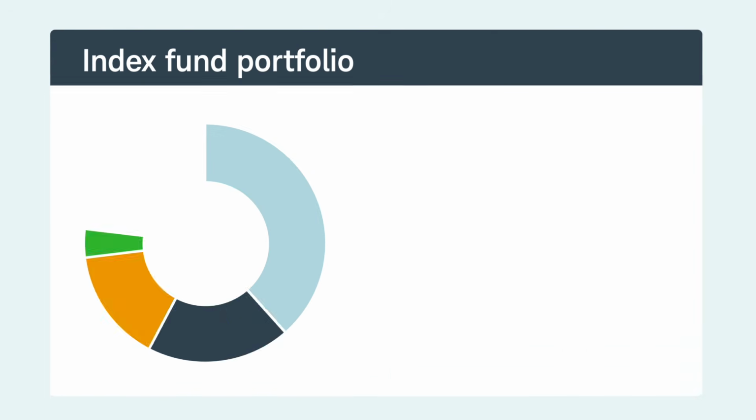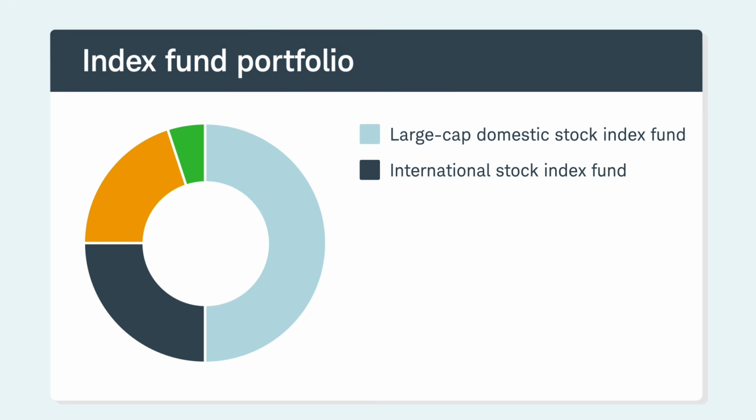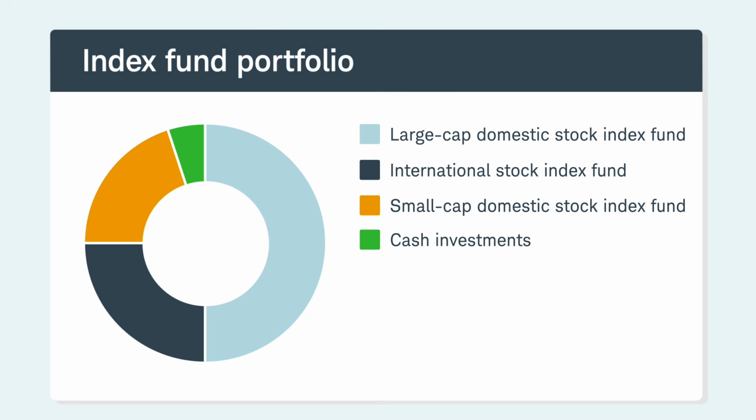In this video, we'll walk through how to buy investments for a portfolio. I'll demonstrate how to purchase both a mutual fund and an exchange-traded fund, or ETF, though some investors may prefer one type of fund over the other. Let's say that this portfolio will consist of 4 different asset classes: a large cap domestic stock index fund, an international stock index fund, a small cap domestic stock index fund, and cash investments.